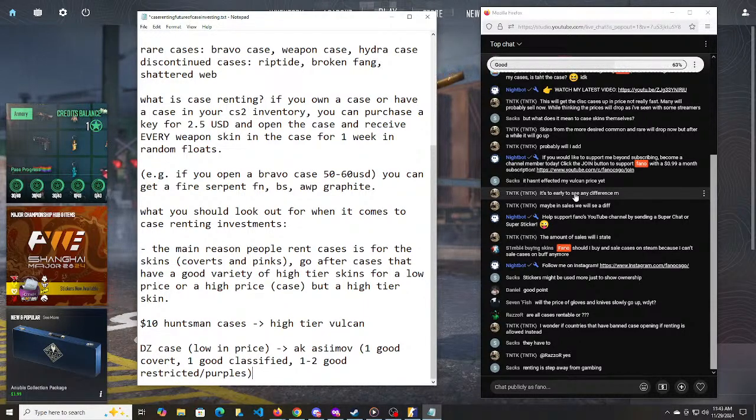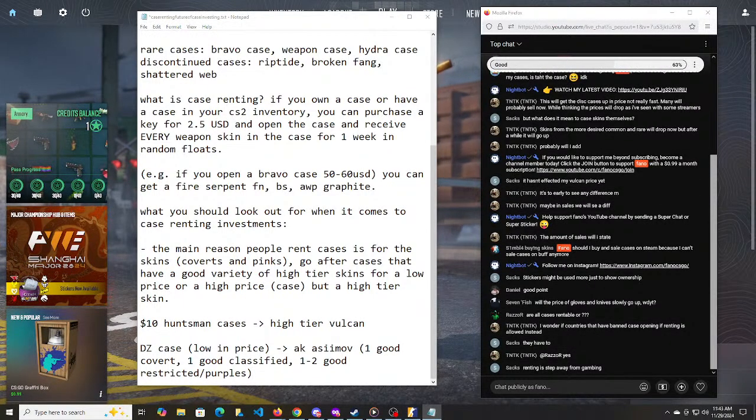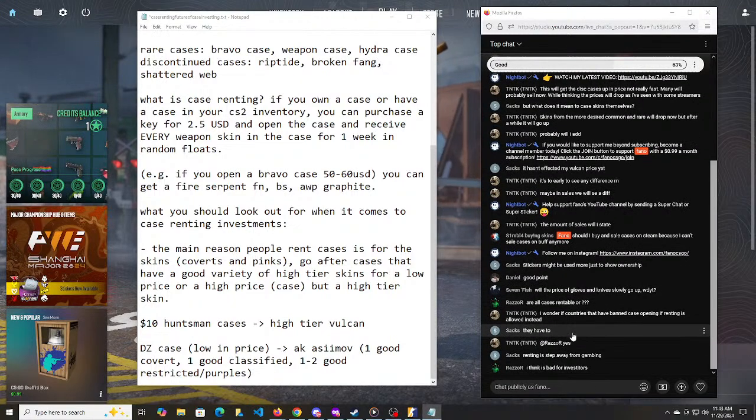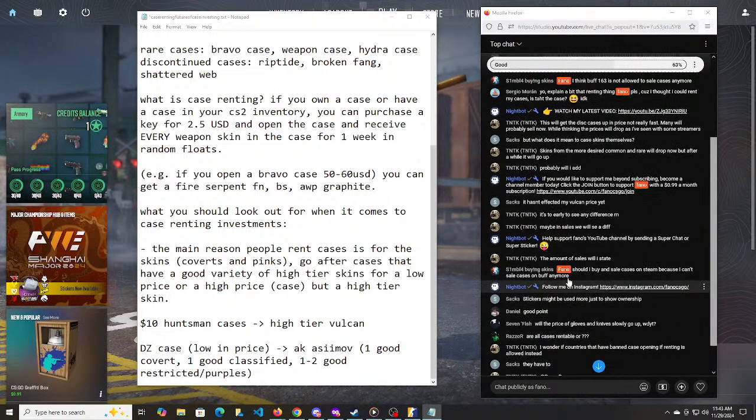The skins in the case are still going to be desirable, especially the older ones. I don't think they're going to plummet or crash. In the long run, this should be positive for case investors. So it's a step away from gambling. Yes, I agree. With that being said, let me see here. I wonder if countries that have banned case openings allow renting instead. Potentially they're going to try to bring back opening cases in those countries that have banned the gambling aspect.